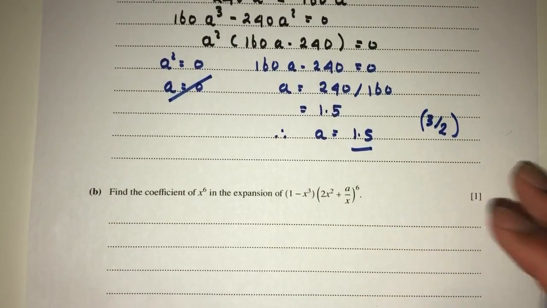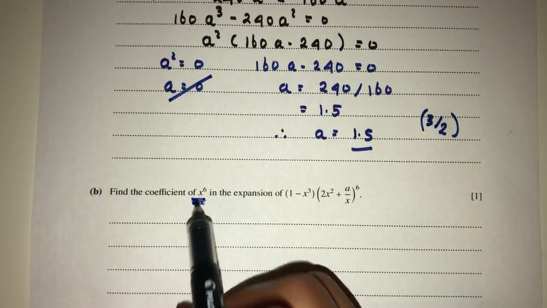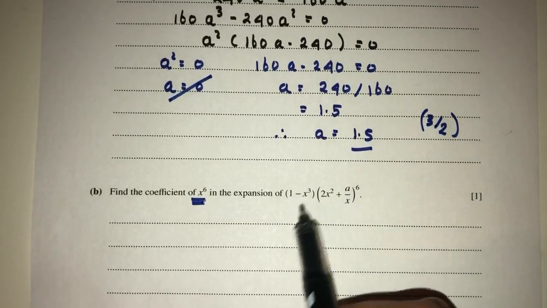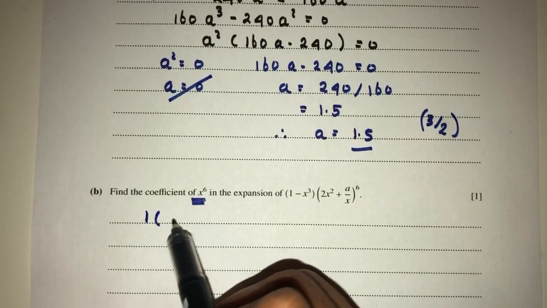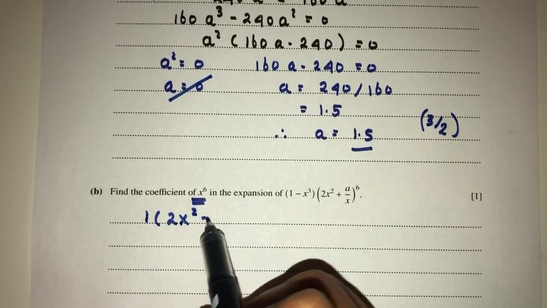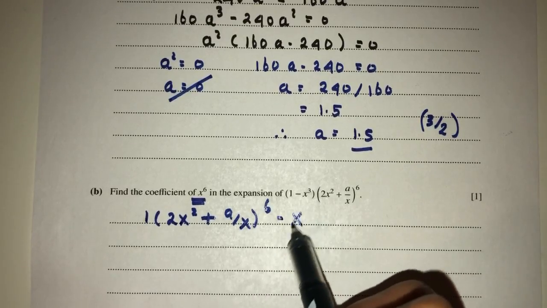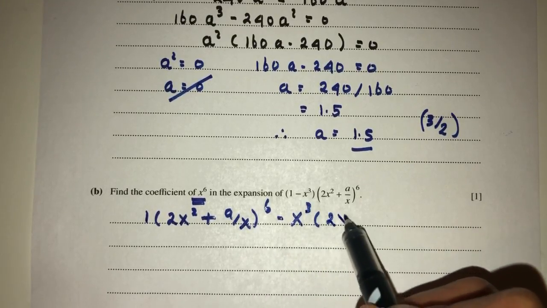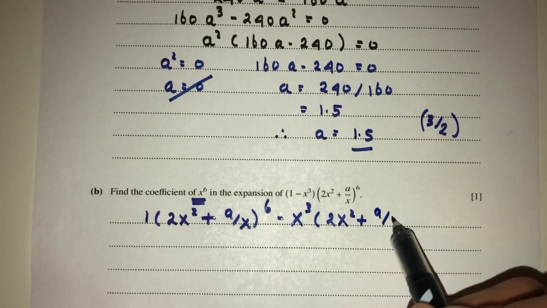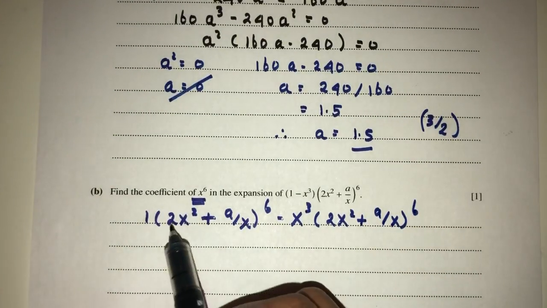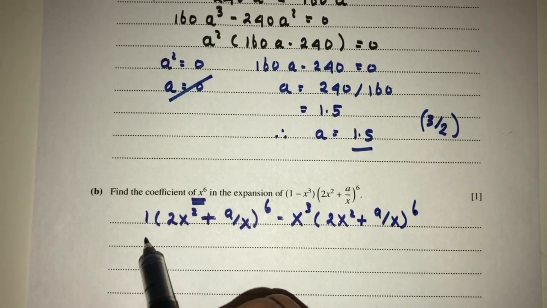Now for part B, we have to find the coefficient of x power 6 in this expansion. So let's try one by one. How would you expand this? You will take the first value, expand this one, take the second value, expand this one, right? So we know that this term here, that'll be 1.